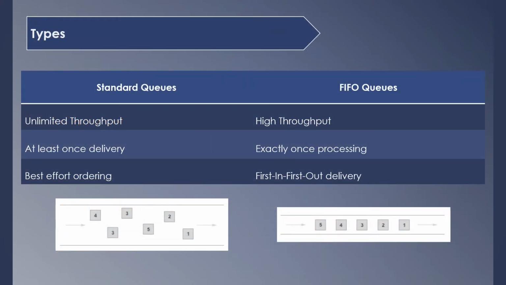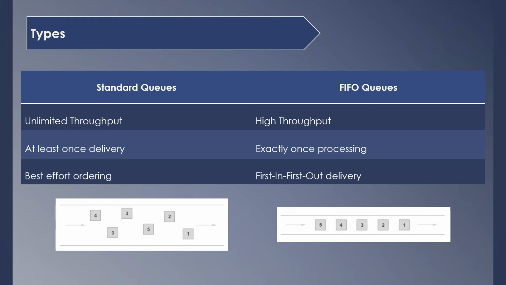There are two types of SQS queues, standard and FIFO, and they mainly differ based on how they treat the incoming messages. You can choose one based on your application requirements. Notice that you can't change the queue type after you create a queue.